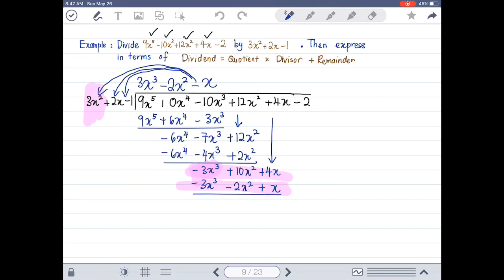Second term, 10x squared minus negative 2x squared, which equals 10x squared plus 2x squared, which equals 12x squared. 4x minus x, easily see that it will equal plus 3x. Now we bring down the last term, which is minus 2. And again, repeat the same process.